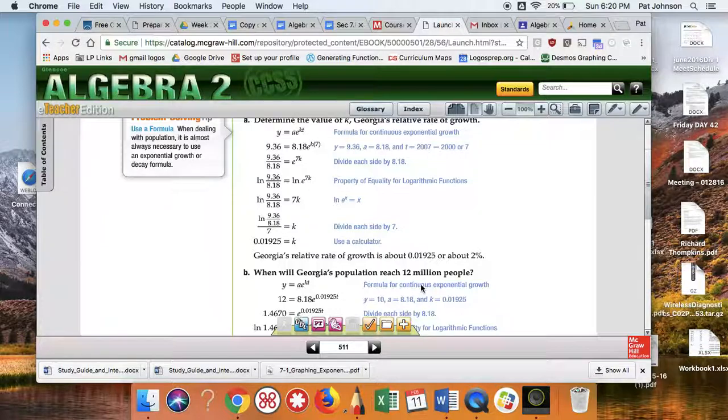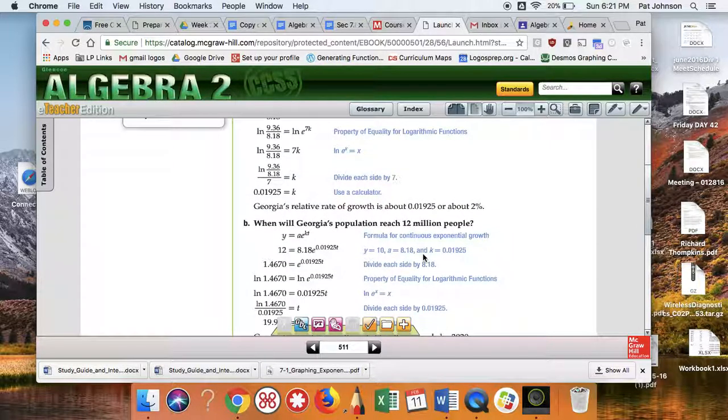Now look at B. When will Georgia's population reach 12 million people? So we start with our formula. We know our initial amount is 8.18. 12 million people is what you're going to set it equal to. You need to find t, the time. Okay, because we know our rate of growth is about 0.01925. We're not going to use 2%. We use the one that's not rounded as much.